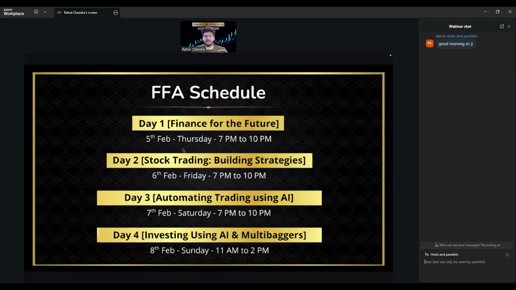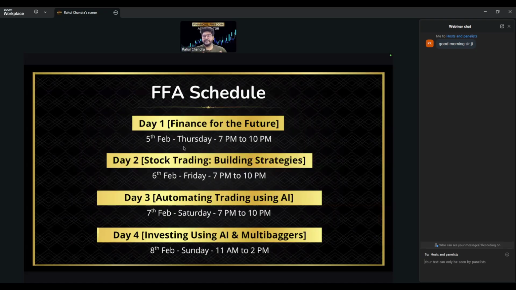It's our fourth day in this journey. On day one, we learned about finance for the future, wherein I taught you simple investing concepts, a bit of trading at the very end. On day two, we learned all about how to build strategies. On day three, that is yesterday, we learned how to automate trading using AI. And on day four today, we're going to see how to use investing, that too with the help of AI, to uncover multi-baggers.